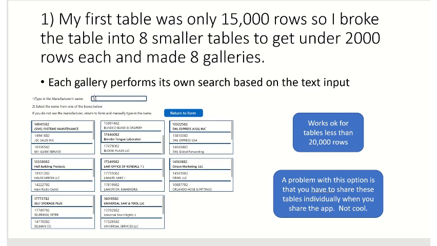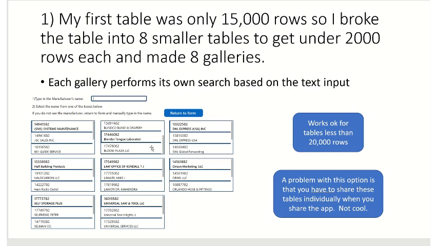So when the user types into the search bar, each gallery is searching its table individually. And when enough letters are put in, the user will find an appropriate one, and they simply select whatever one from one of these galleries, and it will populate that record back to the form where I'm working from. So it works pretty good. It works okay if you have 20,000 or fewer rows.